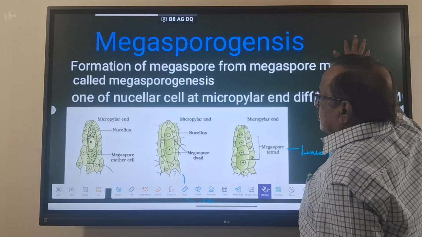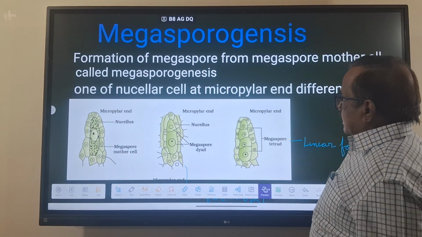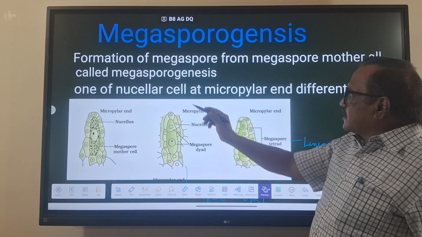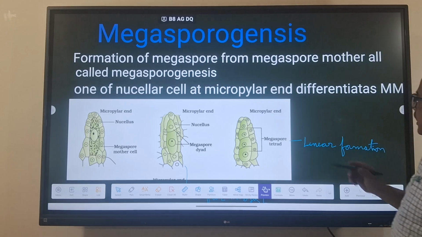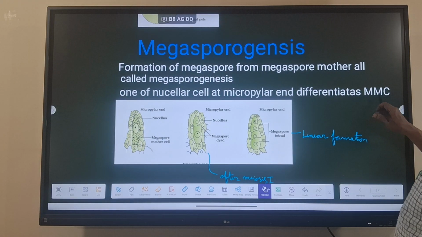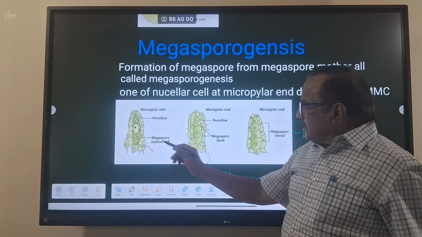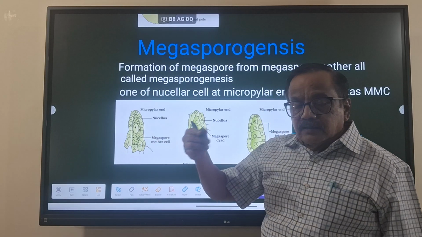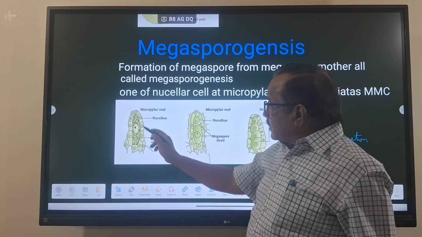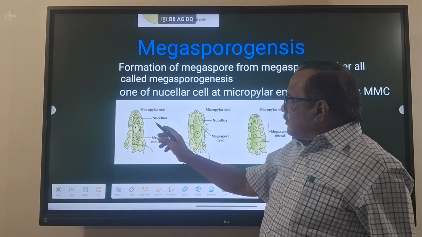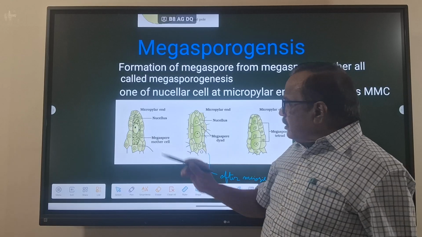Now see, one of the nucellar cells at the micropylar end differentiates as the megaspore mother cell, MMC. This is the micropylar end. Wherever it is, one of the cells will become very big, differentiate in a big size, and it will have a cover also, the nucellus cover.